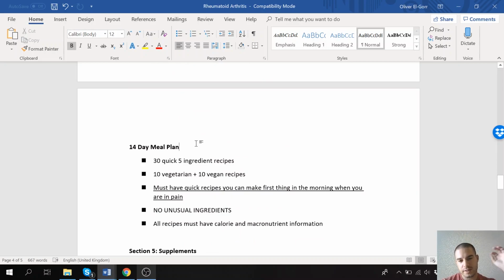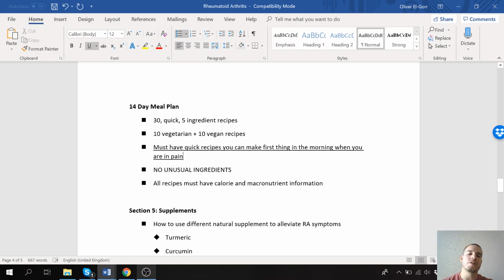Now you have a meal plan. This is a big part of the book and a very important section. So I specified that I wanted a 14-day meal plan. I specified that I wanted 30 quick 5-ingredient recipes, because otherwise this section could have been super long and actually been most of the book, and I didn't want that. Also wanted 10 vegetarian and 10 vegan recipes. Specified here, must have quick recipes you can make first thing in the morning when you are in pain. People with RA, they wake up in pain a lot, and therefore they need to have something they can make quickly. Found this out in the research phase. I said to the writer, you have to include this.